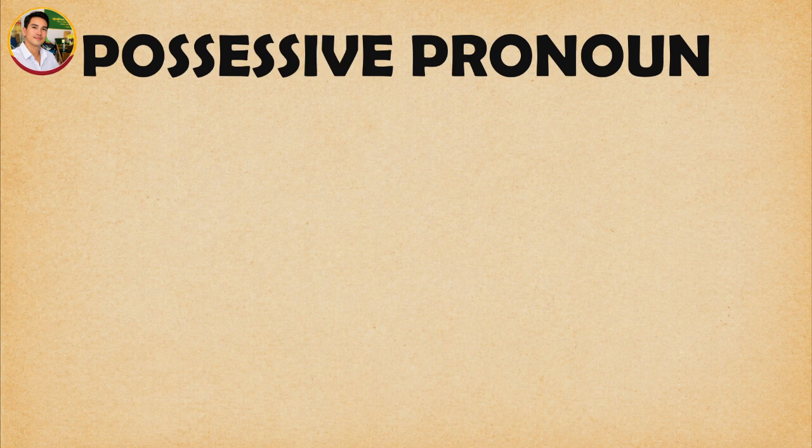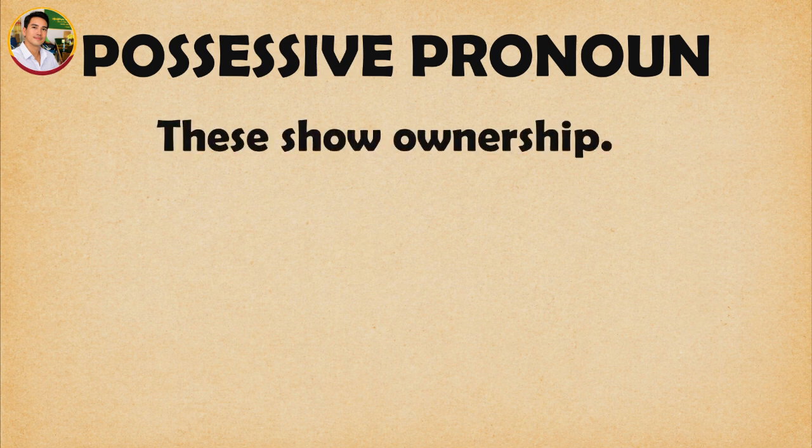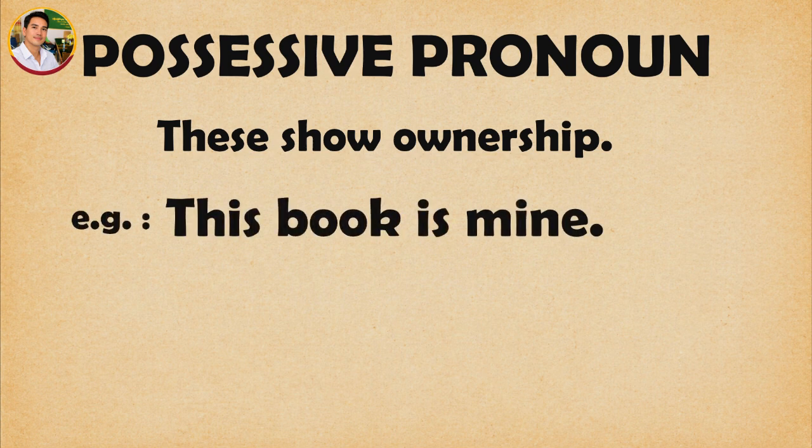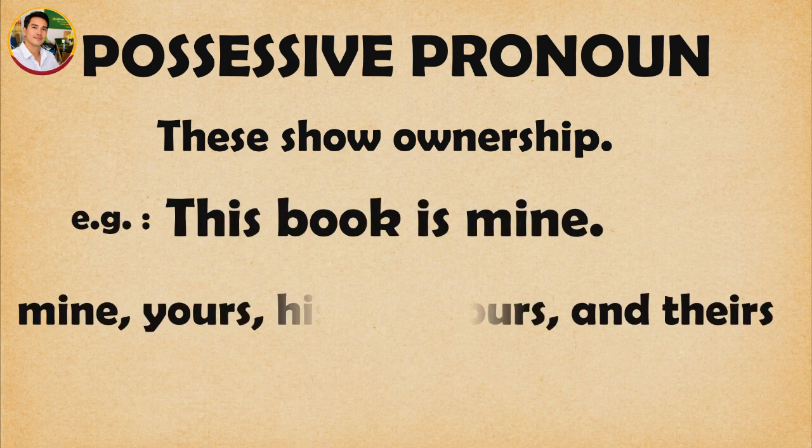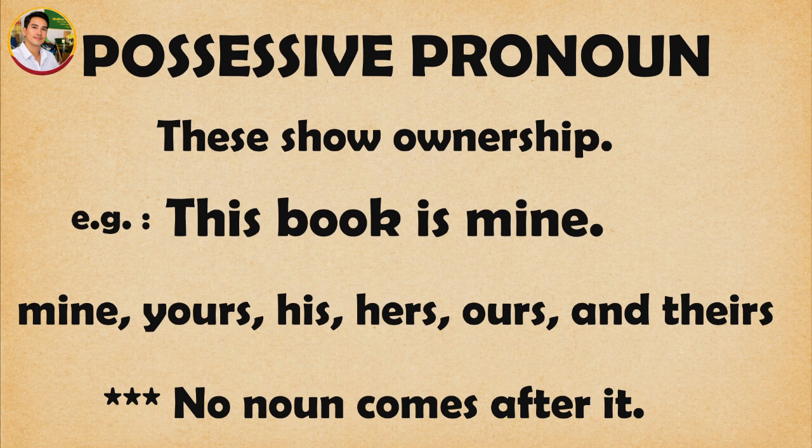Now, possessive pronouns. These show ownership. For example, this book is mine. We don't repeat the noun again. We use mine, yours, his, hers, ours, and theirs to talk about ownership, alright? So remember everyone, no noun comes after it. We say, this book is mine, not mine book, alright?